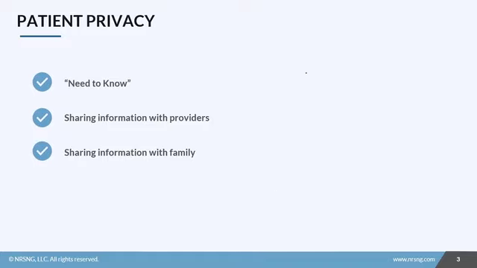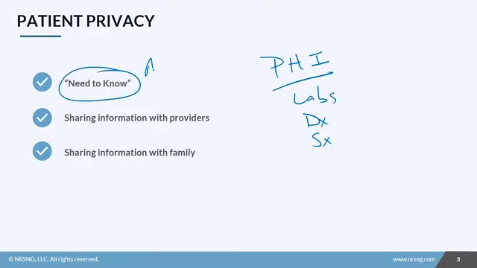So when we talk about patient privacy, we want to know what that looks like. When we say patient privacy, we're actually talking about PHI, so anything about that patient. We're talking about lab tests and any previous diagnosis or any previous surgeries. They all fall under PHI. As nurses, we need to know who we discuss that with. So when we talk about need to know and we talked about actively involved, what does that look like?